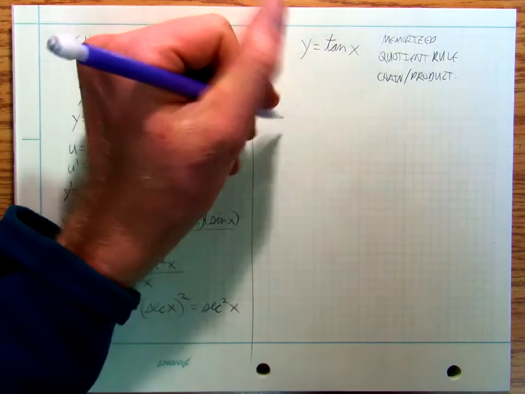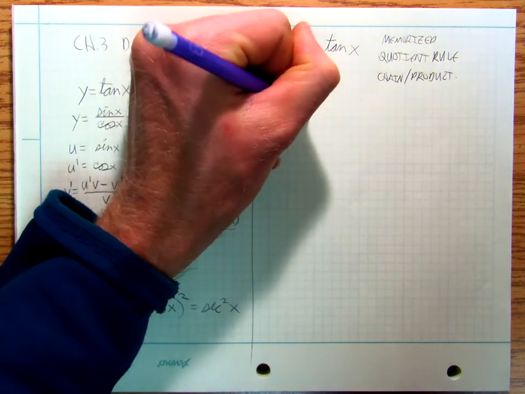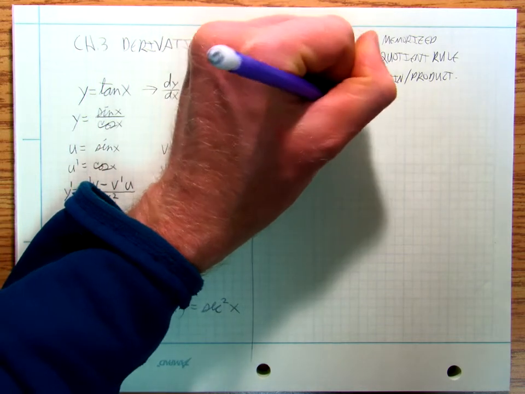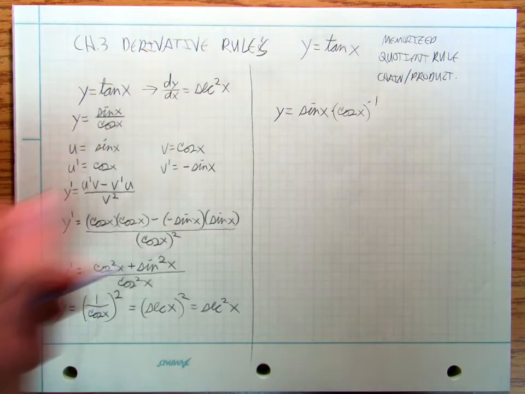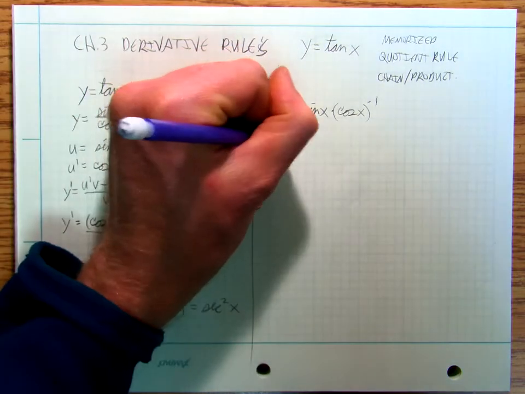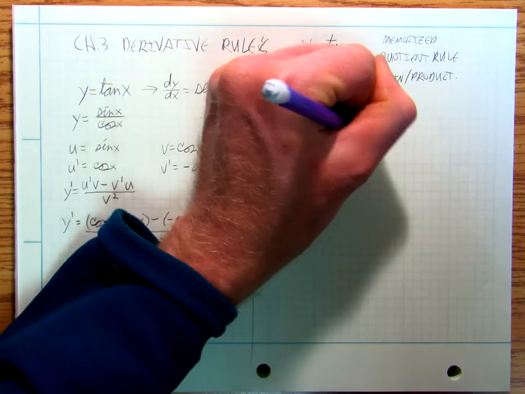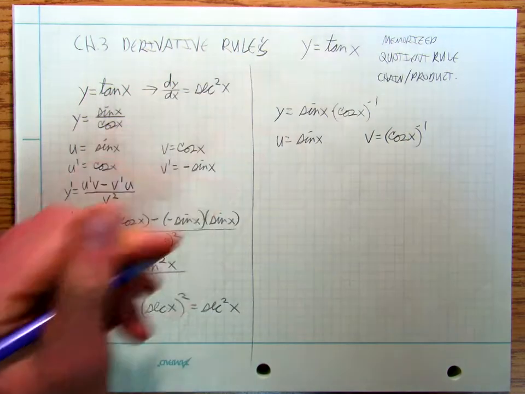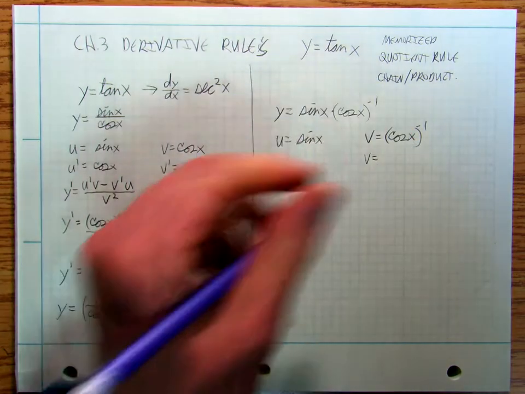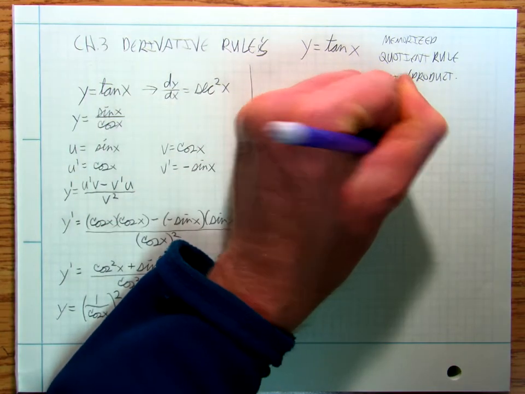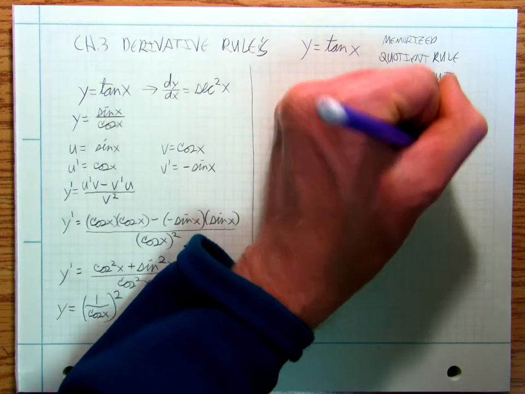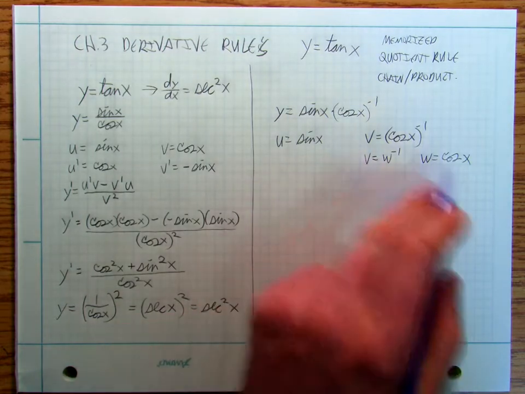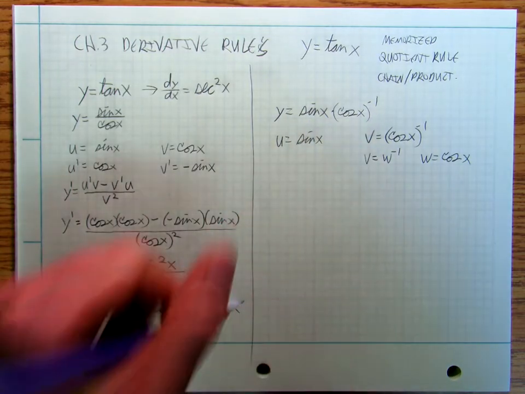Let's do it a different way. y equals sine x times cosine x to the negative 1. Well, now u is equal to sine x, v is equal to cosine x to the negative 1. Let's break that up into its constituents. So that's a chain rule. So we're doing it with chain rule and product rule. This is a chain rule, and then that's a product rule.